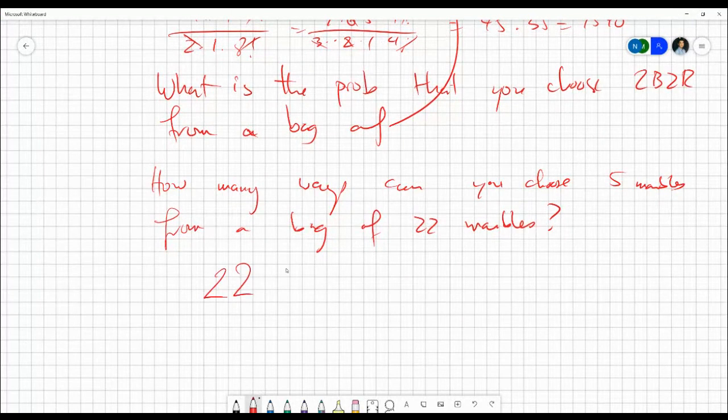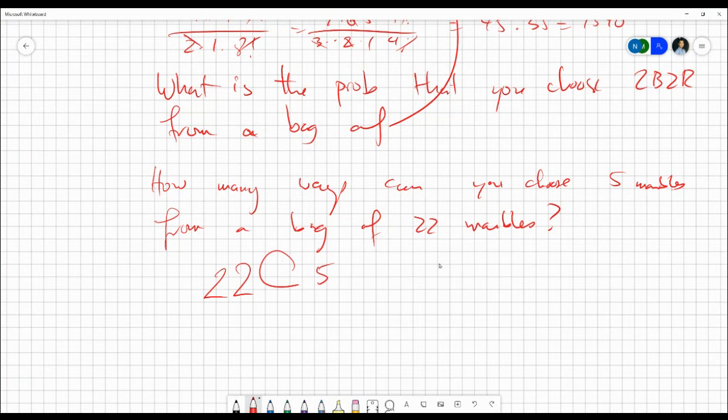So this would be 22 choose 5. But in this setup, 22C5, it doesn't necessarily mean they're two blue and three red. It's just how many ways you can choose 5 marbles. It doesn't matter what color it is. I don't care what it is. It's just the total number of ways you can choose that.